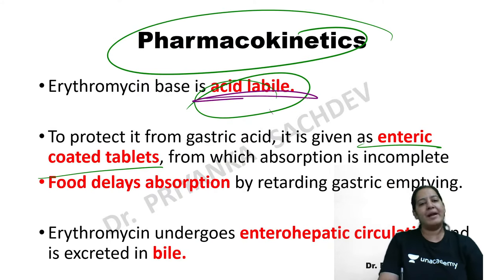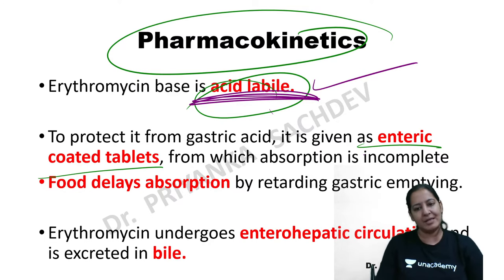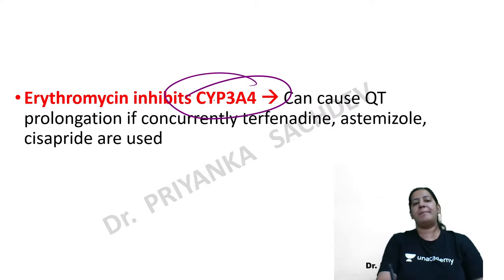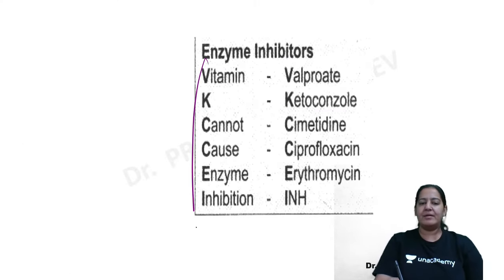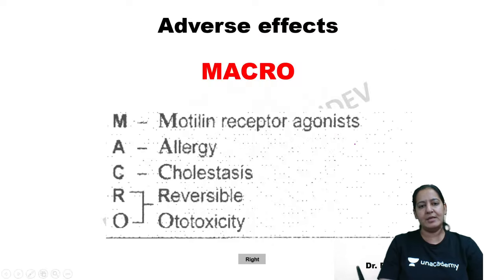So all acid labile drugs are given as enteric coated tablets. Erythromycin is one of them. That is the most important thing. And it inhibits the CYP3A4 enzyme. You may know the list of drugs which cause inhibition of CYP3A4. Erythromycin is one of them.